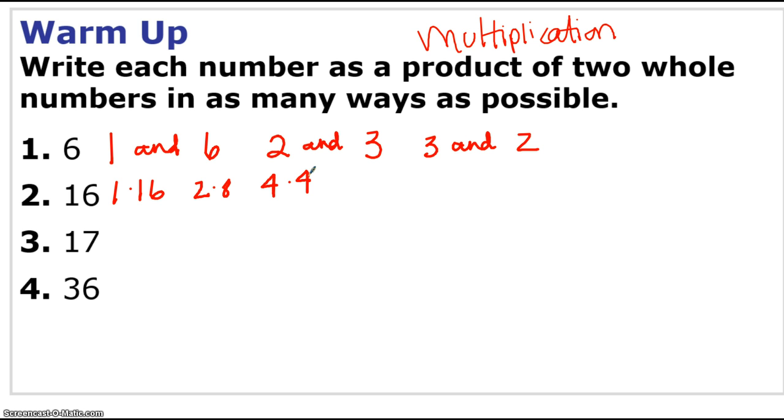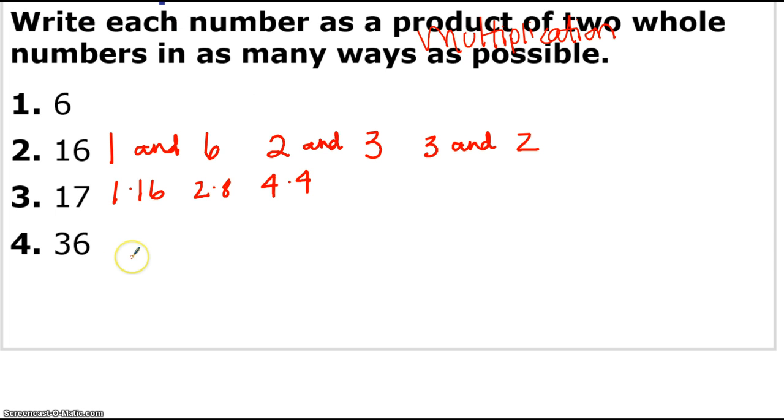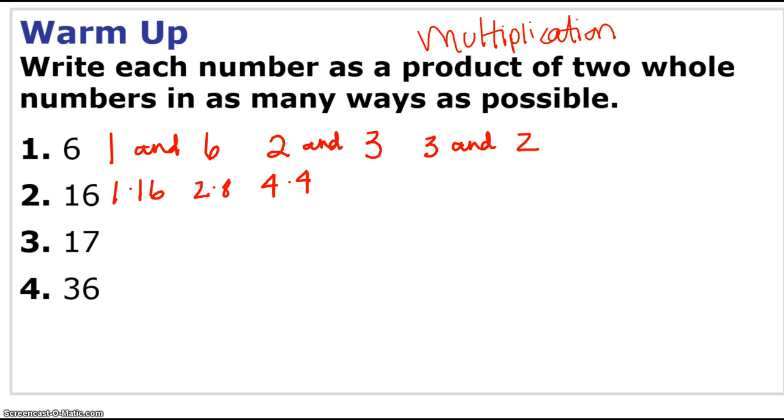17. The only one I can think of is 1 and 17. Because 2 doesn't go into 17, 3 doesn't go into 17, 4 doesn't, 5 doesn't, 6. So the only two factors are 1 and 17.